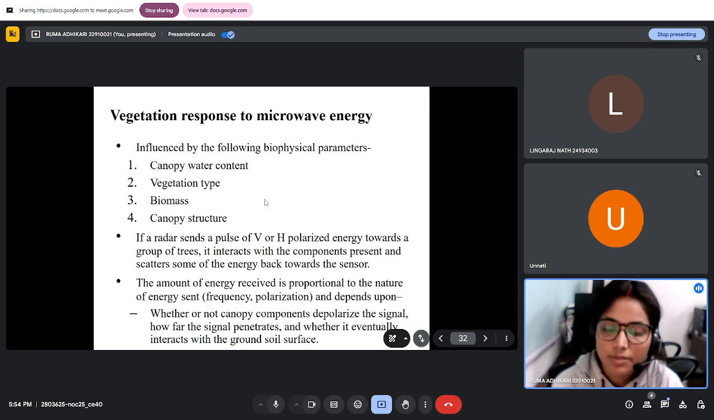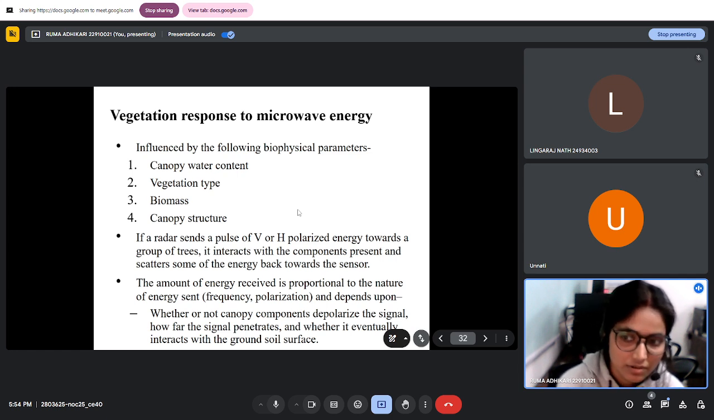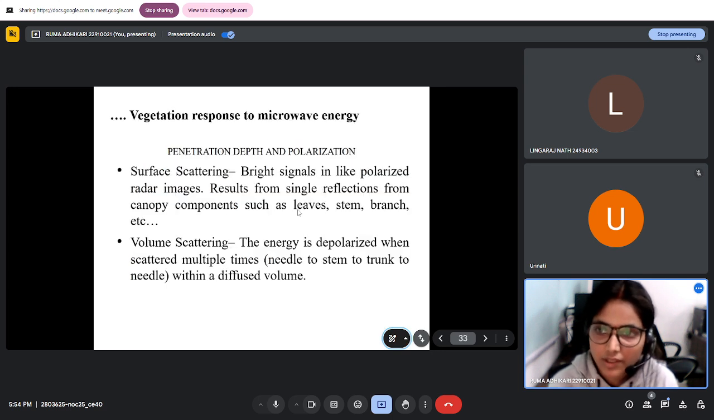So if a radar sends a pulse of vertical or horizontal polarized energy towards a group of trees, it interacts with the components present and scatters some of the energy back towards the sensor. The amount of energy received is proportional to the nature of the energy, frequency, polarization, and depends upon whether or not canopy components depolarize the signal, how far the signal penetrates, or whether it eventually interacts with the ground soil surface. So many phenomena are happening. Also, the penetration depth and polarization.